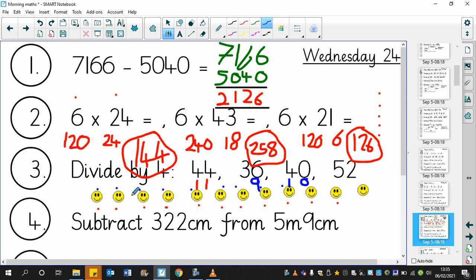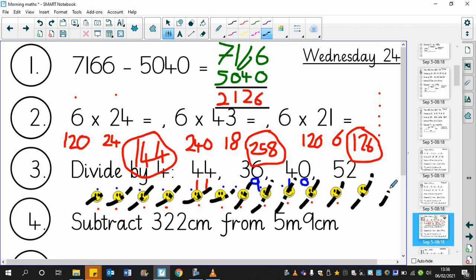And then 52, well, let's have a look. Let's use this colour. So 52. So 4, 8, 12, 16, 20, 24, 28, 32, 36, 40, 44, 48. Aha! 52. So there's a pretend smiley face there. 52. Right. How many have I just crossed off? 1, 2, 3, 4, 5, 6, 7, 8, 9, 10, 11, 12, and one more is 13. So 52 divided by 4, the answer is 13.